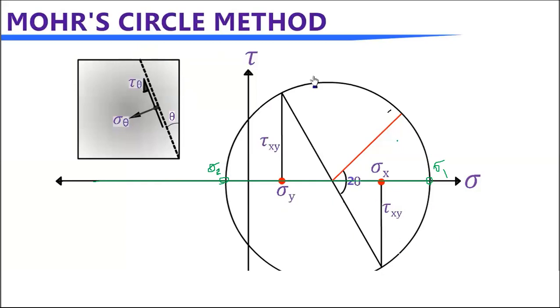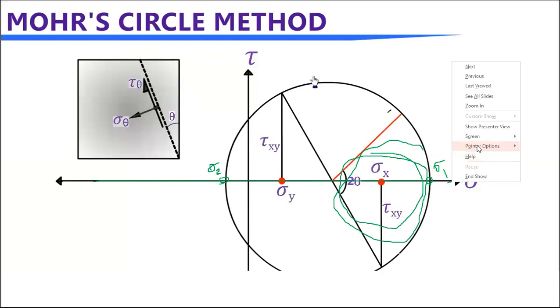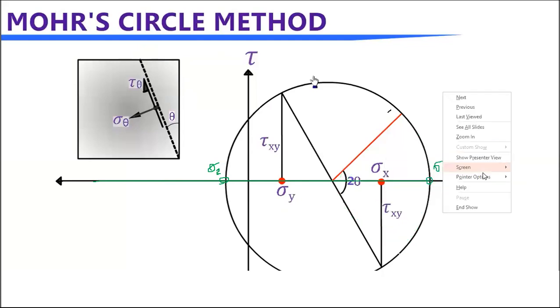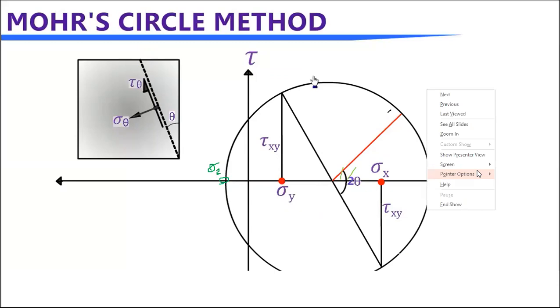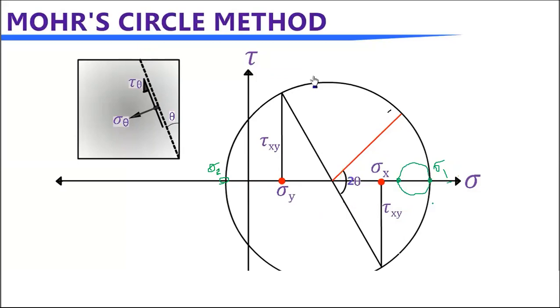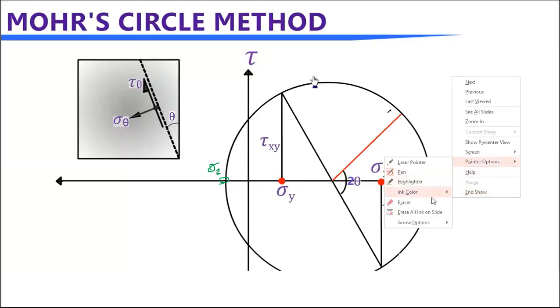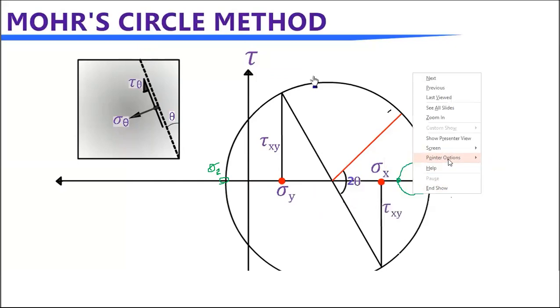If you have the circle like this, let's say your circle is like this. So that means your minimum principal stress is this, and it's also a tension, right? So we need to find this, right? We need to find these two, right? So these are the principal stresses. So how do we find this?